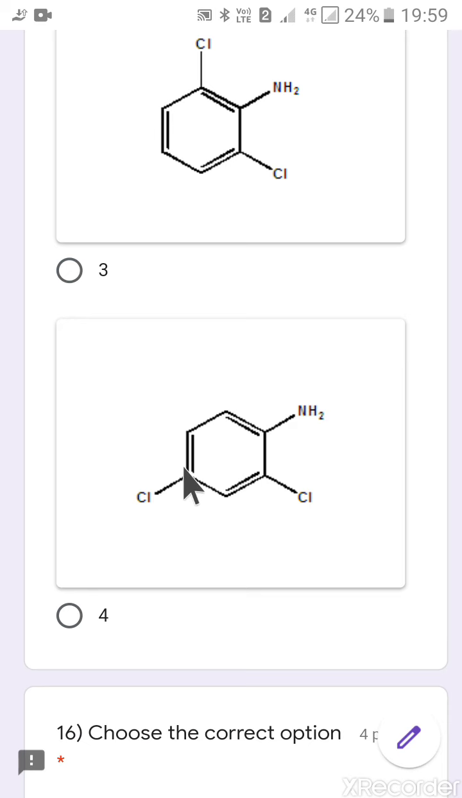And we can compare other signals in the PMR also, but from one signal we can conclude that this is the correct option.